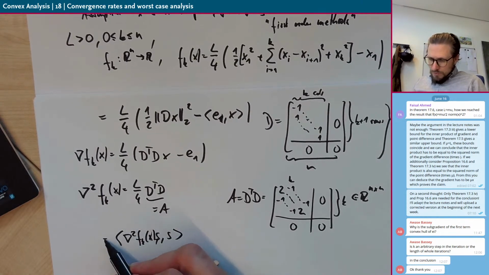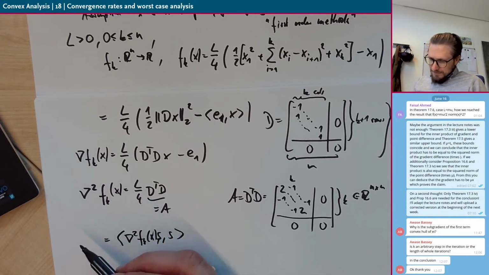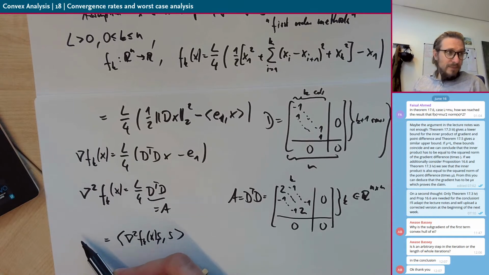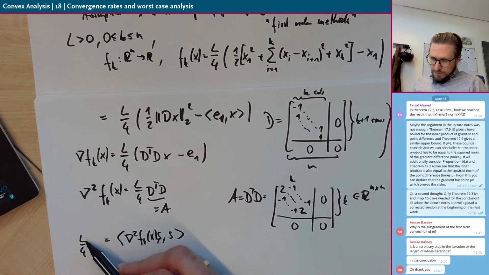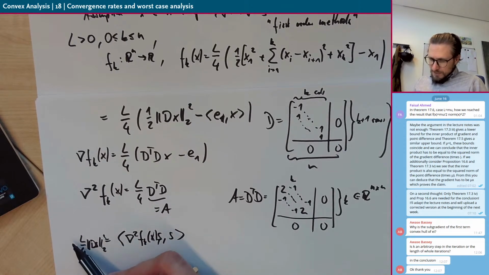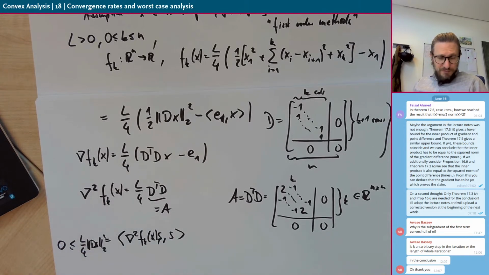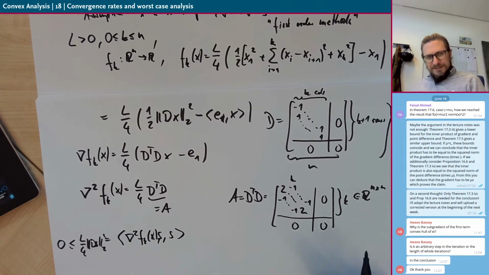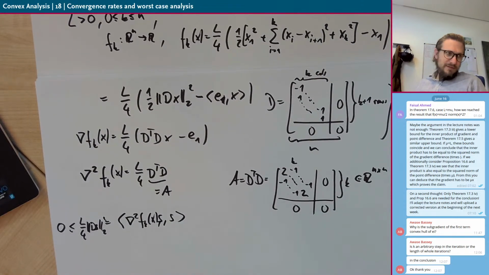So we know, for one, that this is actually equal to L over 4 times the norm of d s squared, because we have d transpose d here, and one d moves over. So this is already positive, and this also shows again that f is convex. I skipped this calculation here. It's not terribly hard, but it's also not really fun to do.